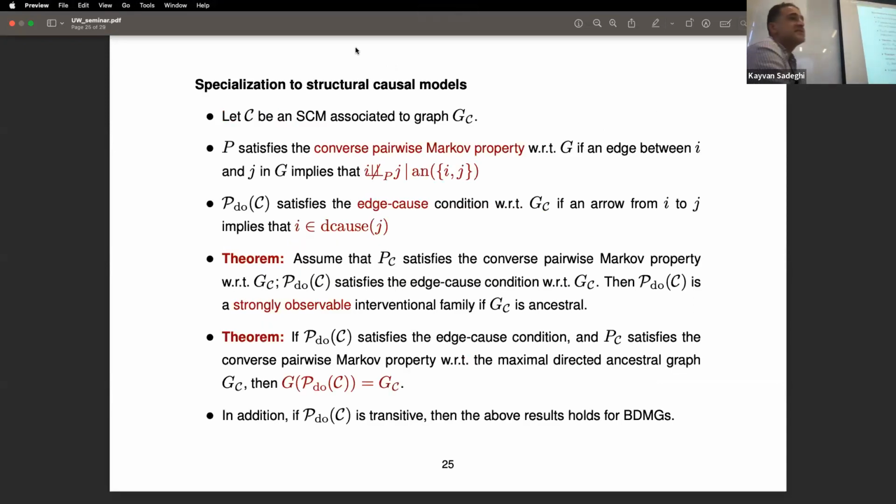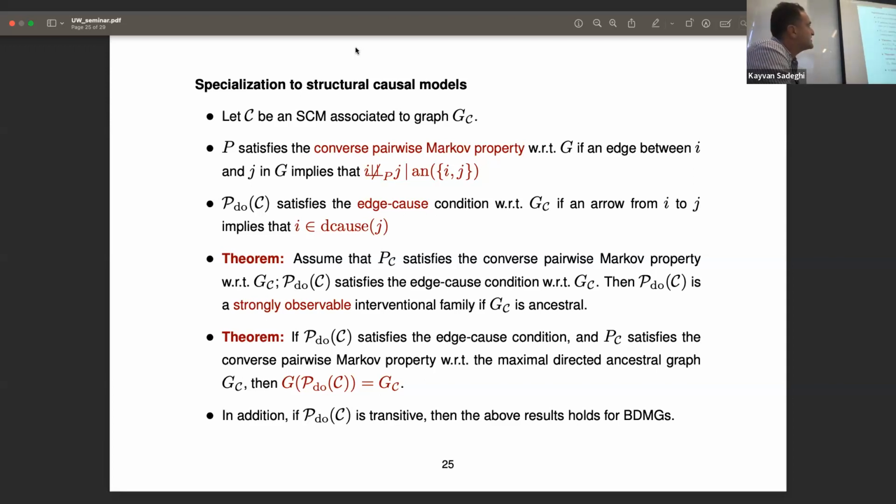Okay, then, these are the three main axioms we had. For structural causal models, if we have these two assumptions, which are pretty weak assumptions on SCMs, then they are in the setting of our paper. So what are the assumptions? One is what we call the converse pairwise Markov property. It means that if there is an edge in the graph associated to the SCM, then we expect the two variables to be dependent given their ancestors. The other one is that if you see an arrow in the graph, that is really a direct cause, that you haven't put an arrow for no reason.